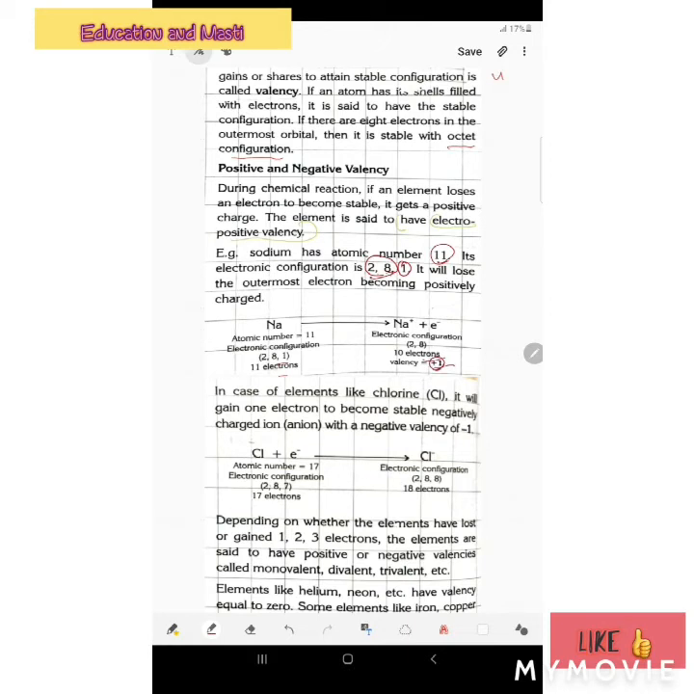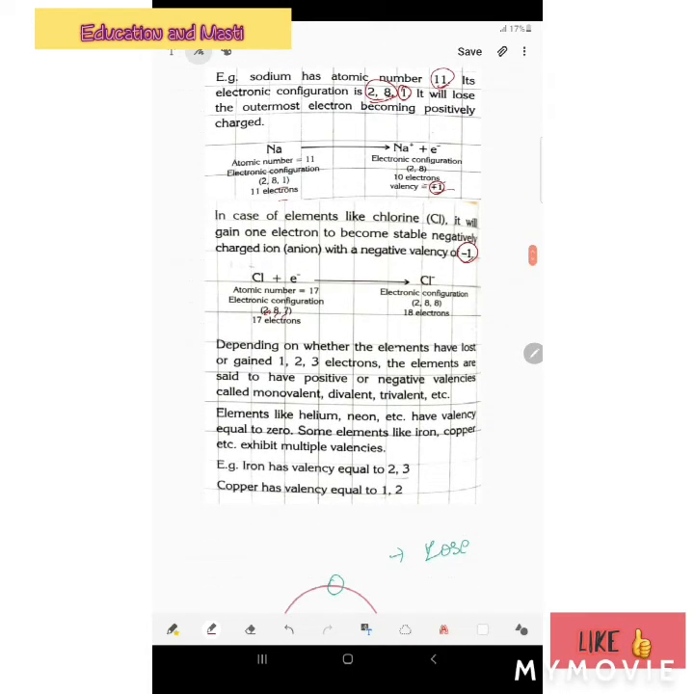In the case of elements like chlorine, it will gain 1 electron to become a stable configuration, because it has 2, 8, 7. So will it lose 7 electrons or gain 1 electron? Gaining here will be easier. So it will gain 1 electron, and while gaining, it will become negatively charged and have -1 valency. So depending on whether the elements have lost or gained 1, 2, 3 electrons, the elements are said to have positive or negative valencies, called monovalent, divalent and trivalent valencies.